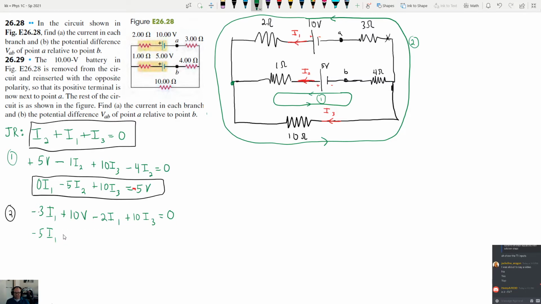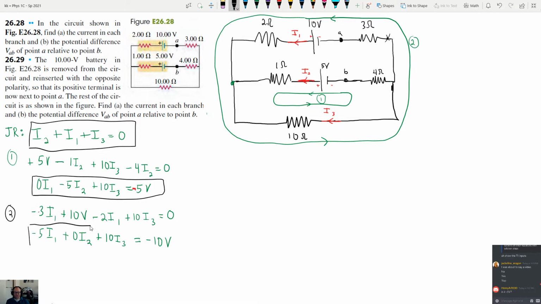Whereas there's no i2 in this equation, so plus 0i2. We're just setting up to put these into a matrix. And then i3 has positive 10. And then we'll have a negative 10 volts on the right-hand side. So those are our three equations.